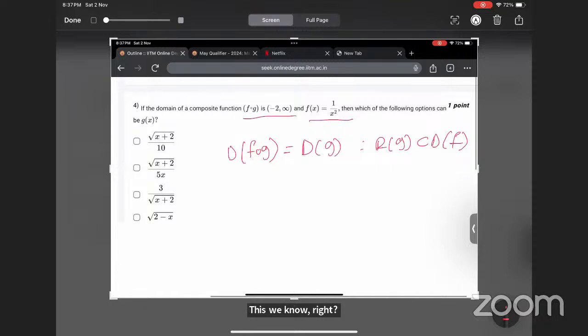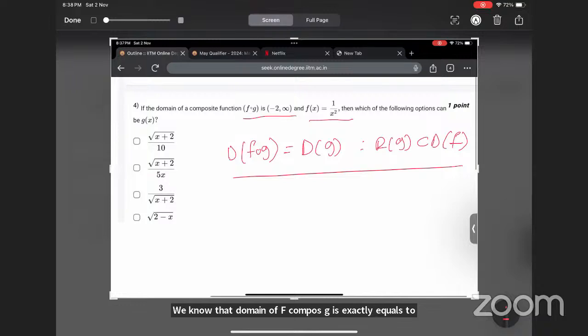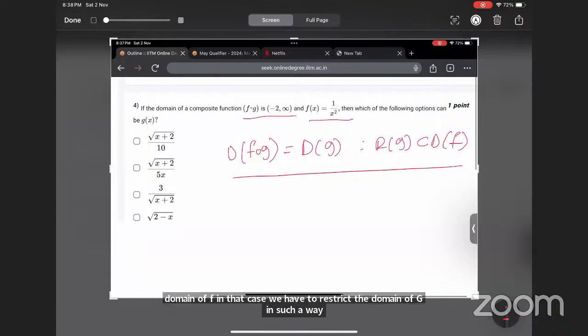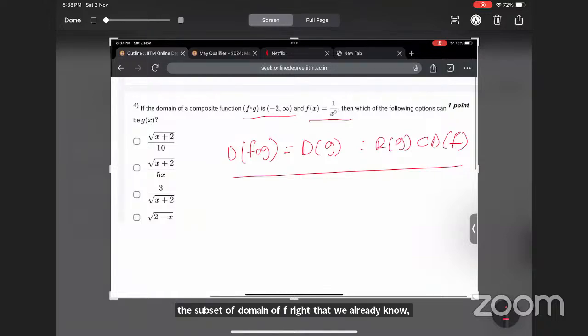So the domain of f compose g is given, and it is exactly equal to the domain of g such that the range of g is a subset of the domain of f. If the range of g is not a subset of the domain of f, then we have to restrict the domain of g so that the range of g becomes a subset of the domain of f, right? That we already know. Yes. Okay.